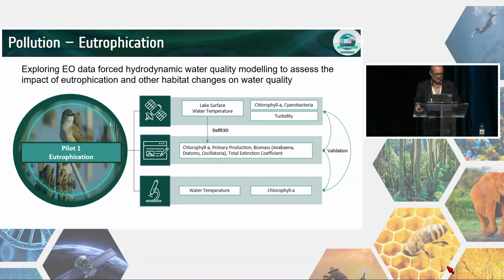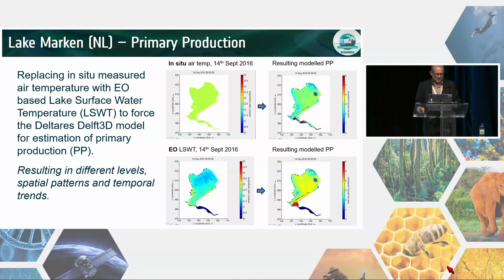So this was the first pilot, on pollution. The main innovation of this pilot, very similar to what I showed before, is to change the way the model runs, which currently uses air temperature. What we did is that we took the lake surface water temperature from satellite observations, and we assimilated this into the Delft 3D model to have a better estimation of primary production. So very similar to what I showed before.